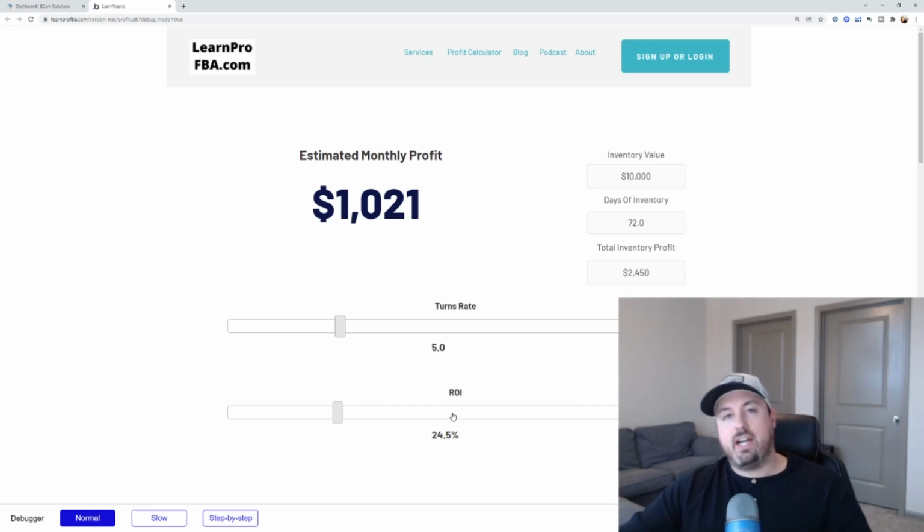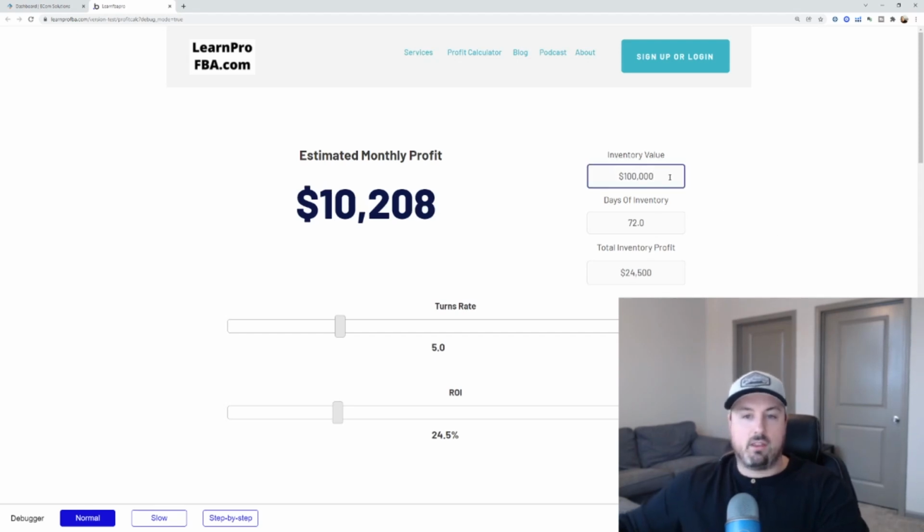So now to project where I want to be: if I want to make $10,000 a month, how much inventory do I actually need to do that? Let's just say that all things remain the same. I keep sourcing solid products. I have a 5 turns rate and a 24.5% ROI for the future. I want to see how much inventory I need to make that 10K a month.